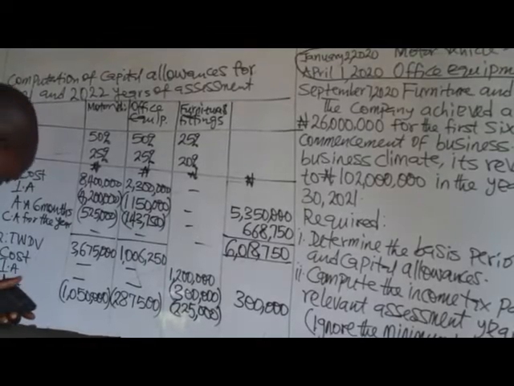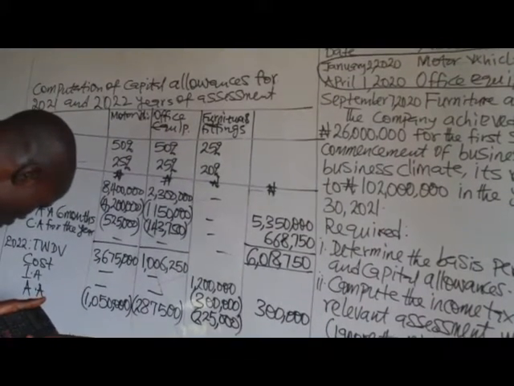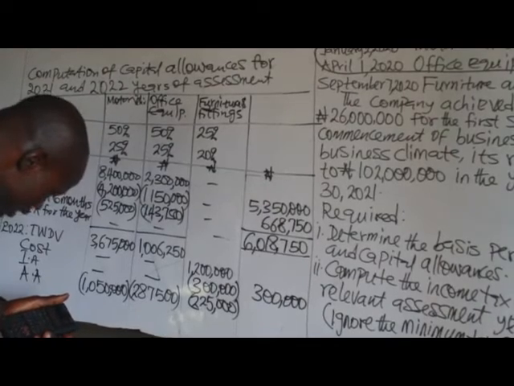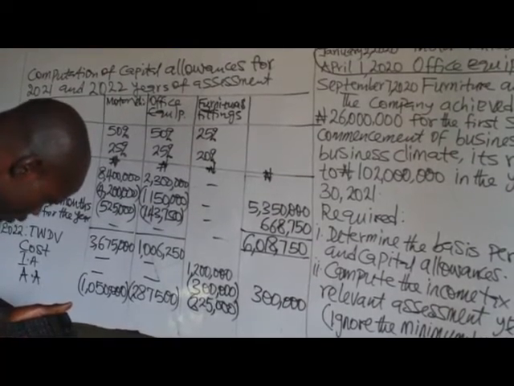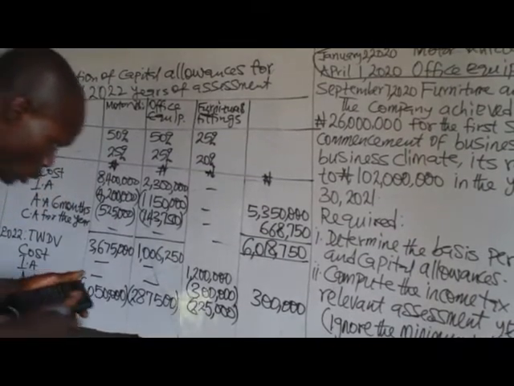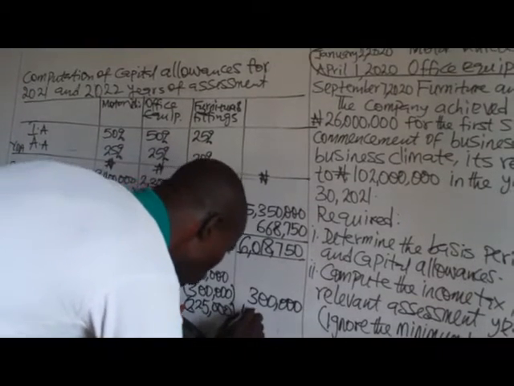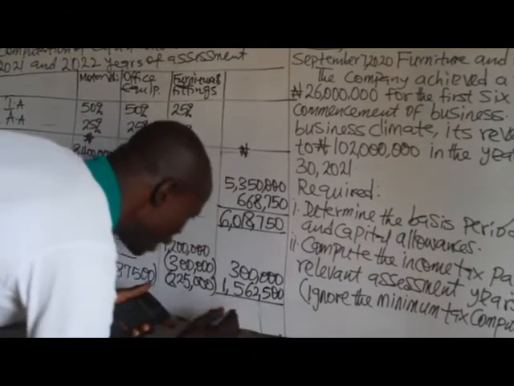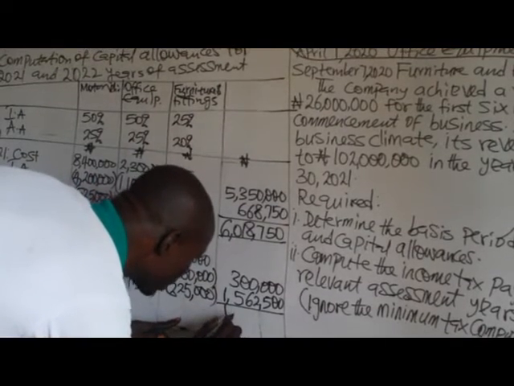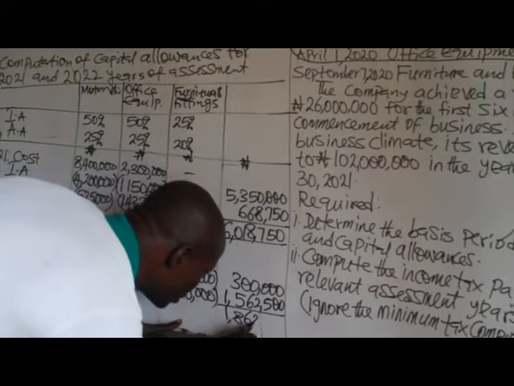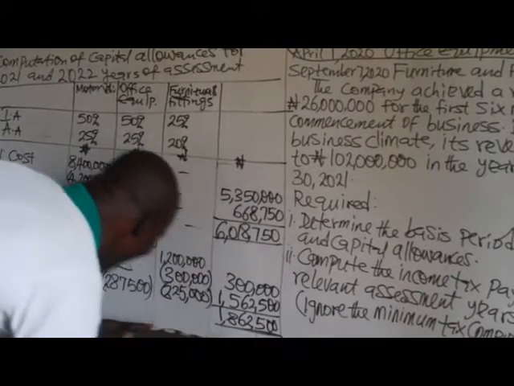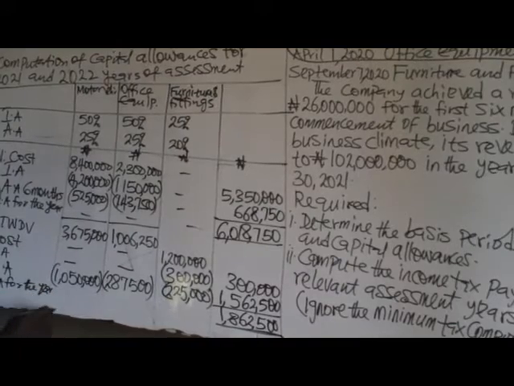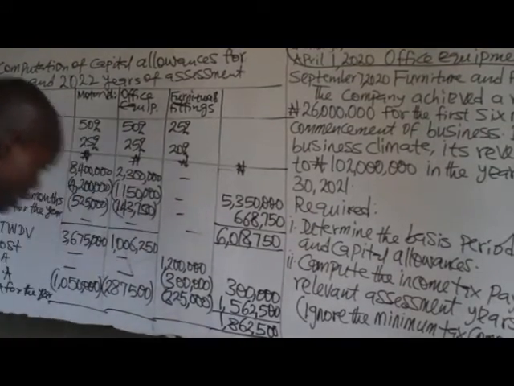How much is the total annual allowances? 1,050,000 plus 287,500 plus 225,000. Annual allowances is totaled 1,562,500. So now, if you add it to initial allowance, you have 1,862,500. That is the capital allowance for the year. Then we can now compute the tax written down value on the assets.